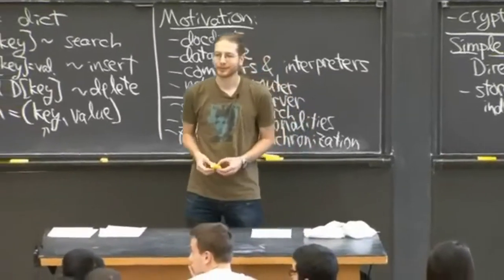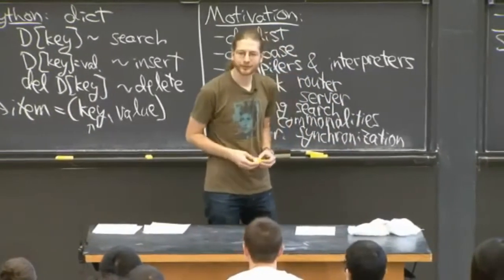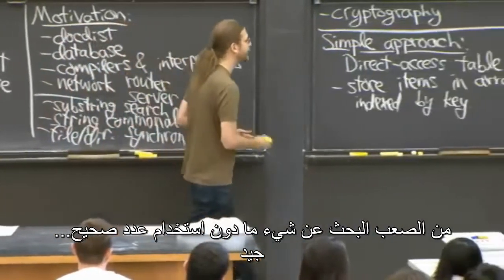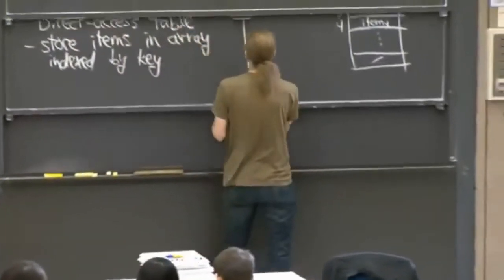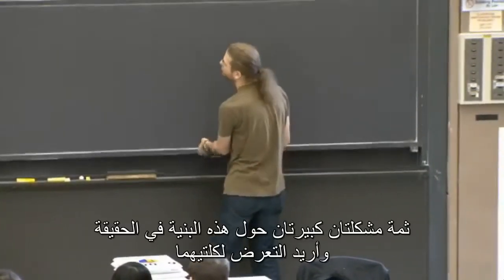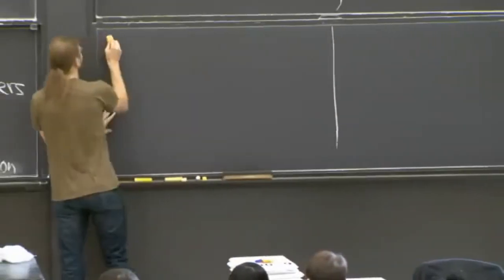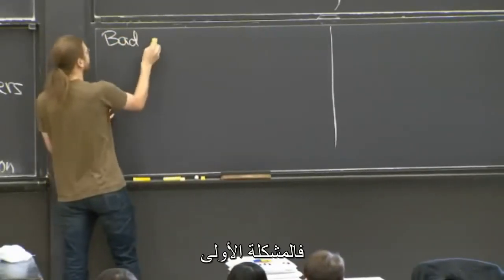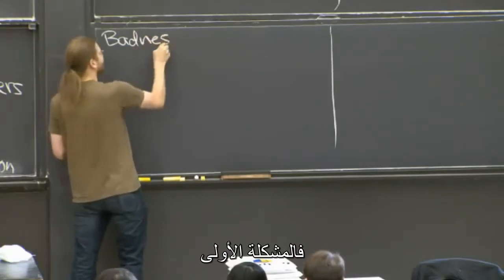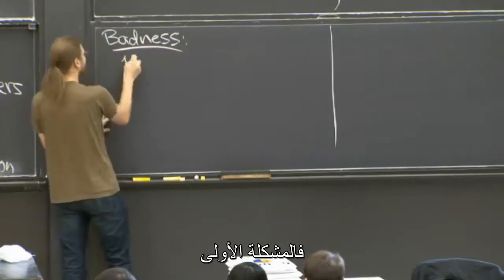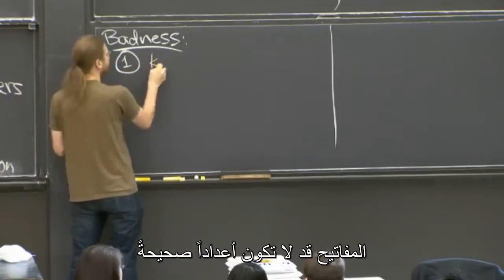Yeah. It's hard to associate something with an integer. Good. That's one problem. There are actually two big problems with this structure. I want both of them. So, badness. Number one is keys may not be integers.